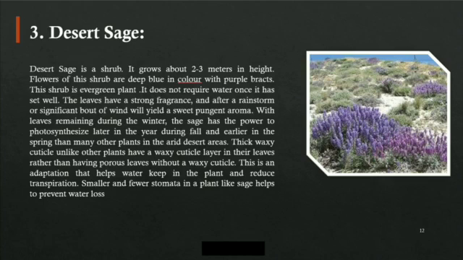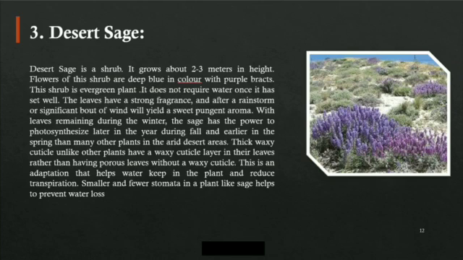Desert sage. Desert sage is a shrub. It grows about 2 to 3 meters in height. Flowers of this shrub are deep blue in color with purple bracts. This shrub is an evergreen plant. It does not require water once it has settled well.